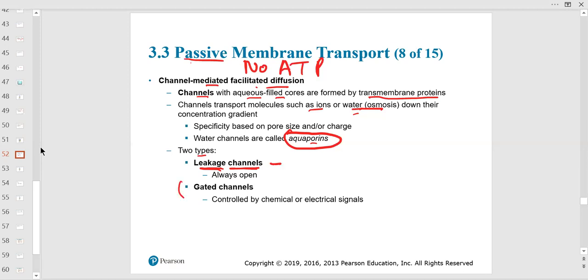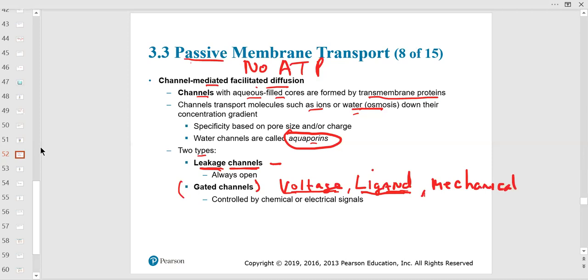Gated channels could be gated by different things, like voltage. This is really important for nerve tissue as well, because you have that polarity that becomes depolarized and then opens the channels. You could have ligand gated channels. Remember the acetylcholine, remember the receptor? The ligand would be the acetylcholine or the insulin, whatever the chemical messenger is, and the receptor is a receptor for that ligand. So when the ligand binds to its receptor, it opens up a channel for, say, sodium to come in, and that depolarizes things.